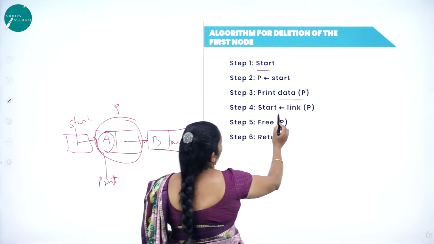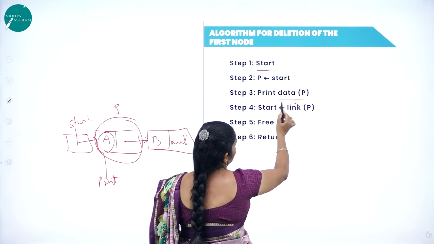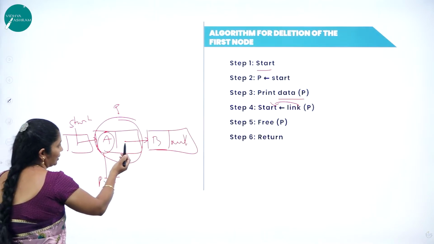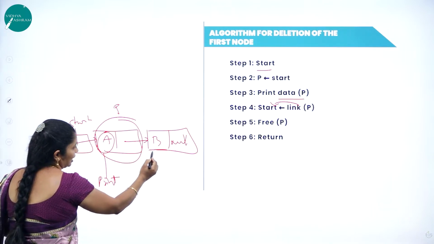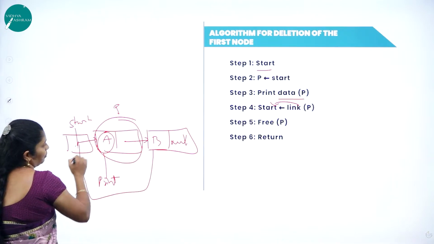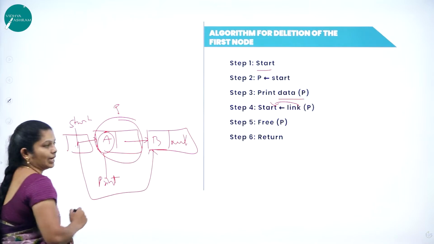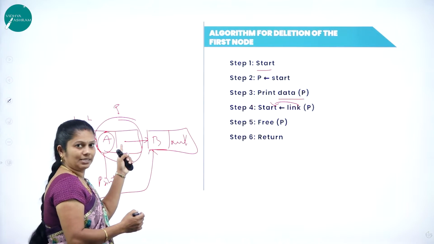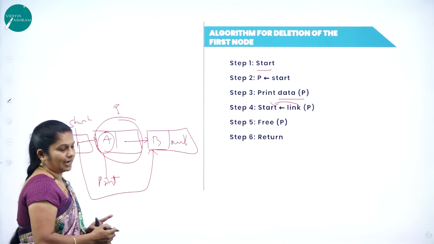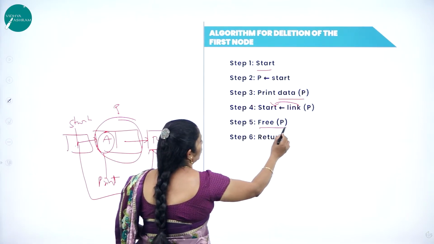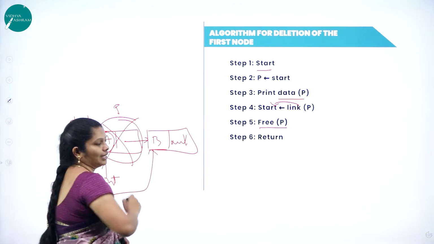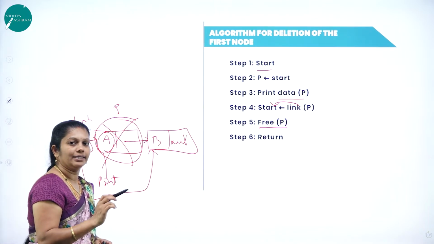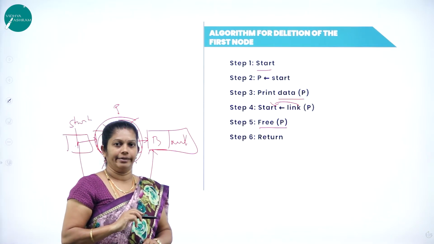Then afterwards, whatever start address we have, the link of that start address, that we have to remove here. And whatever address we have here, that address we have to connect to the start point. Now this is the start node. First you have to print that, then you have to connect the address, whatever address is in that, to the start point. Then free the node, delete the node afterwards. Then return. This is the algorithm to delete a node at the beginning of the linked list.